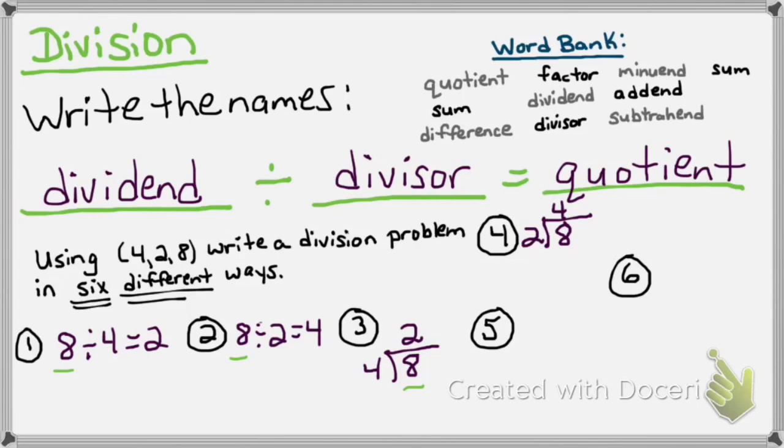And the final way that I can write my division problem is as a fraction. Again, the dividend, the first end in dividend, is my largest. So I will say 8 divided by, which is your fraction bar, 4 equals 2. Or I can say 8 divided by 2 equals 4. The first number that I write is my dividend, my first end, and it's always my largest.